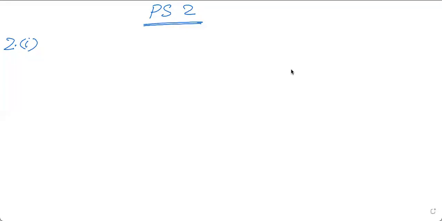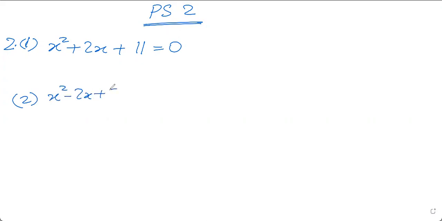Question number 2, it says, which of the following equations is quadratic? Which of the following equations is quadratic? So three equations are given. One is x square plus 2x plus 11 equals to 0. The second equation is x square minus 2x plus 5 equals to x square. And the third equation is x plus 2 whole square equals to 2x.